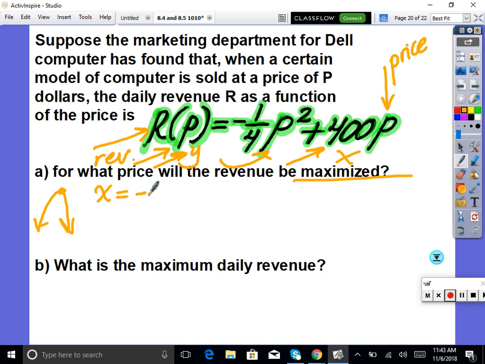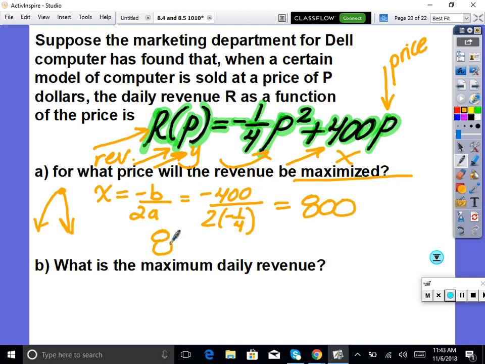So you'd say x is equal to negative b over 2a. So that's negative 400 over 2 times negative a fourth, which if you calculate that right, you should get 800. Isn't that the p? Isn't x p? What price? So you'd say it's 800. 800 was the price. So at $800, and then it says, what is the max daily revenue?